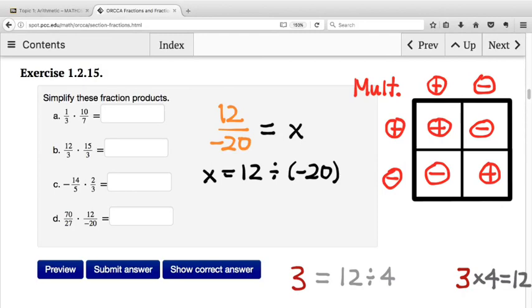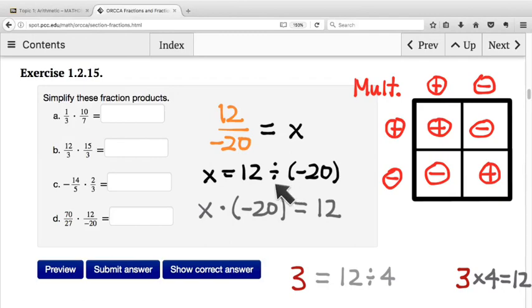Right? So if I do that same thing with this division problem, how would this division problem get rewritten as a multiplication problem? So, x times negative 20 equals 12. Yes, perfect. X times negative 20 is equal to 12. Right? So there is the equivalent multiplication problem that matches up with this division problem.